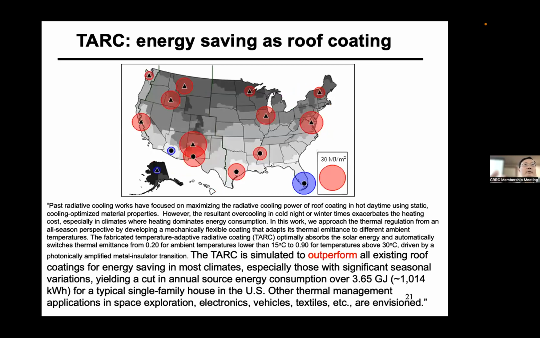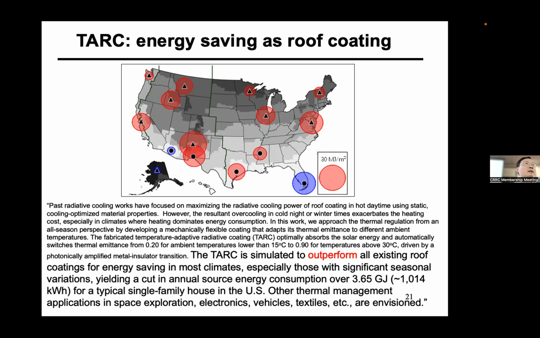Putting everything back into the simulation code, we have calculated how much energy we save by using TARC versus using any other non-switchable roof material. And what you see here are the circles, with different color and different size. The blue circle means that we are worse. The red circles mean that we are better. Now, we are worse in Miami, in Phoenix, because those places are constantly hot. You will just use a cool roof, you will do better than my switchable roof. In other places like Alaska, I don't know which city that is, it's constantly cold. You just need one single warm roof material, you will do the best.